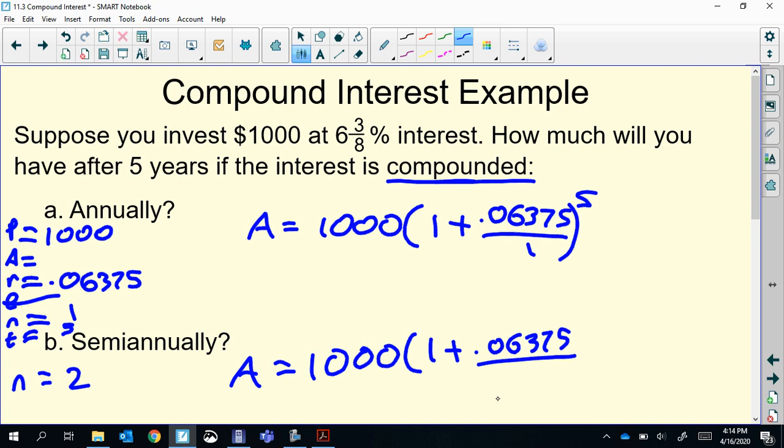So that's R over N. This time N is 2. And that is to the power of N times T. So 2 times 5 will be 10.